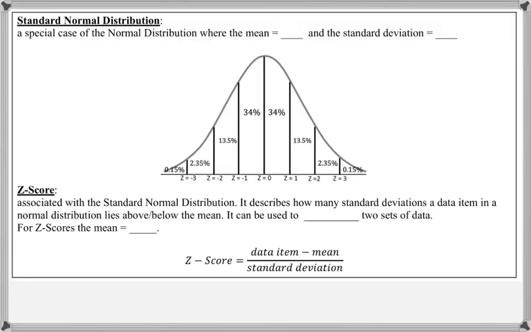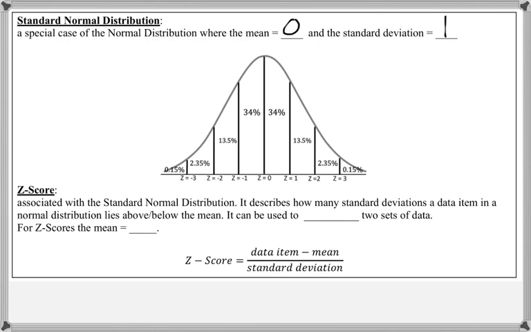The standard normal distribution is a special case of the normal distribution where the mean is equal to 0 and the standard deviation is equal to 1. So if you look at the graph, you'll see that the mean is 0 and the standard deviation is 1.